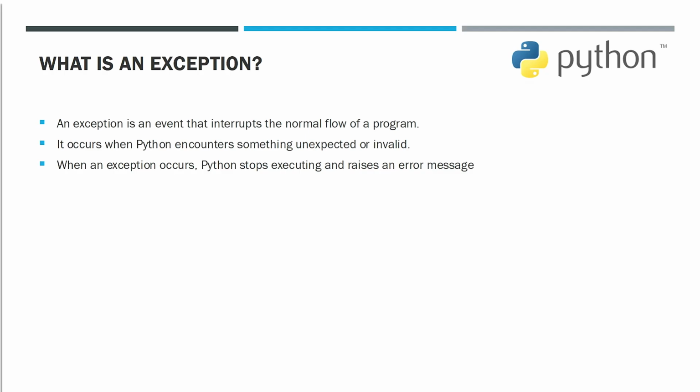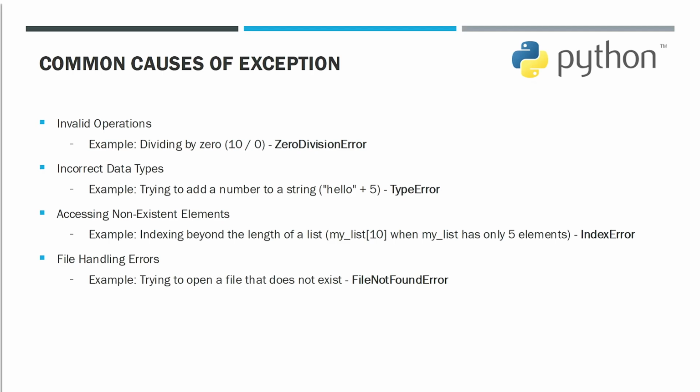An exception is an event that interrupts the normal flow of a program. It occurs when Python encounters something unexpected or invalid. When an exception occurs, Python stops executing the program and raises an error message. There are different types of exceptions that are caused due to many different reasons. Let's see a few of them.